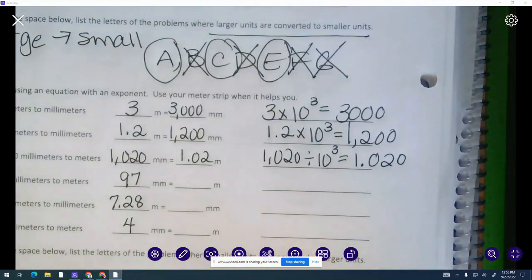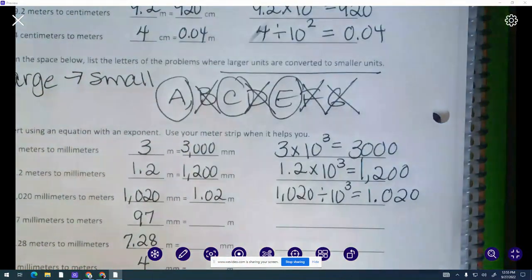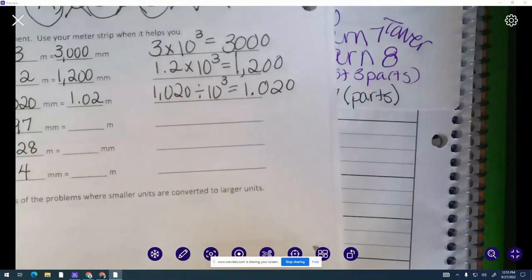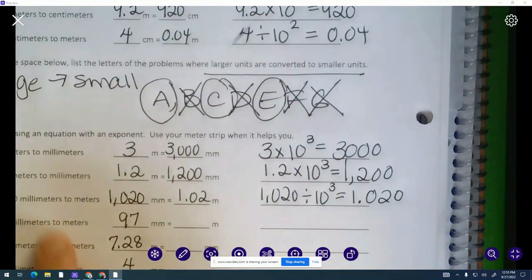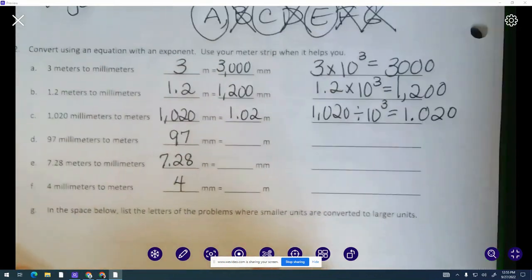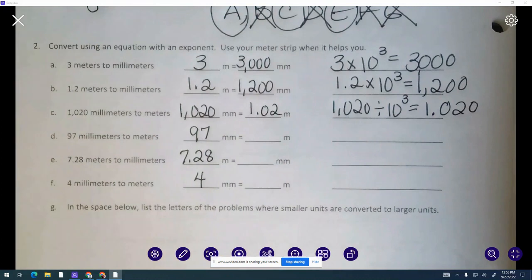Okay, we're just going to do a couple examples from our lesson 4 problem set. It is page 69 in the Apple packet. And I'm just going to do these 3 examples here in number 2. And so we'll be doing D, E, F, and G together. So let's look at D.